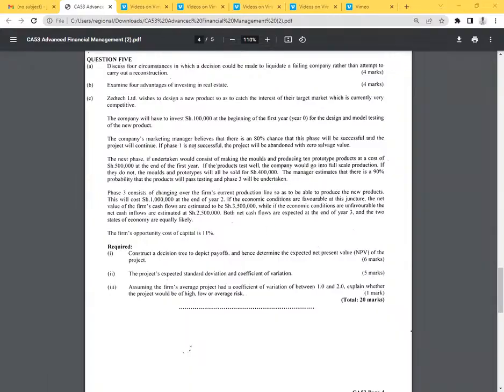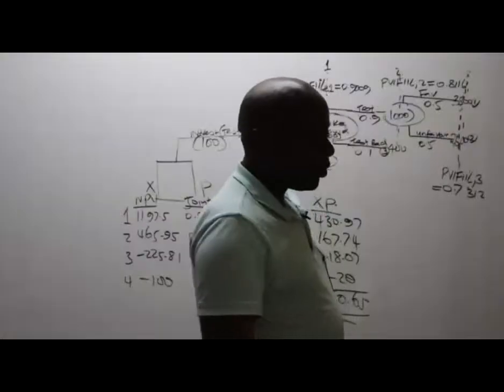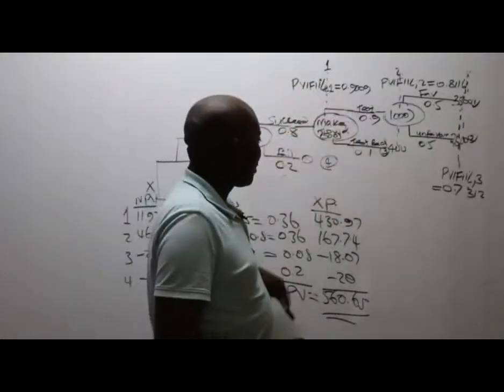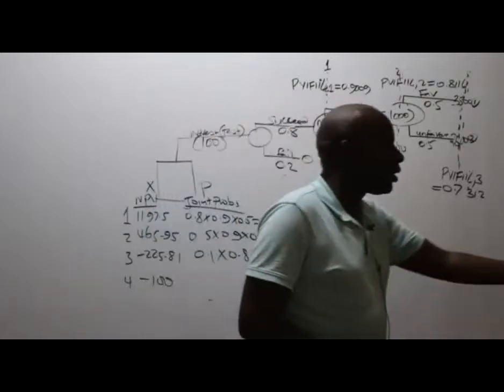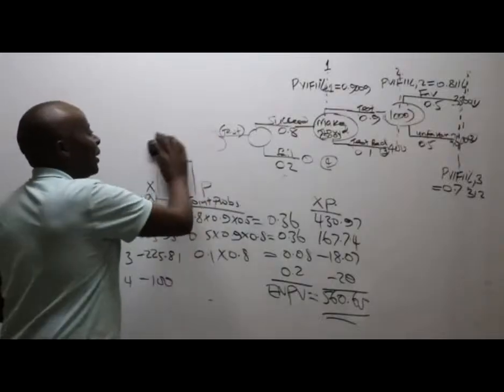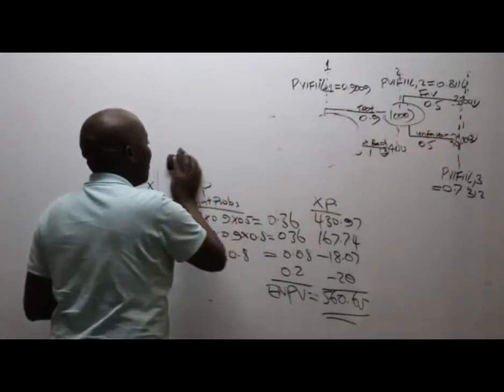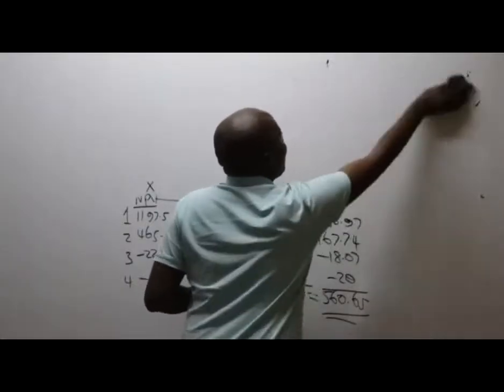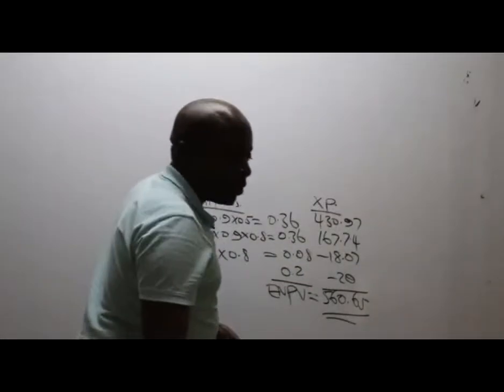We shall overcome. Let's look at number 2. They want us to give them the project's expected standard deviation and the coefficient of variation. Now, those are 5 free marks, but unfortunately, if you don't get this diagram and every other thing correct, even the expected net present value cannot be correct, so the expected standard deviation cannot be correct. But fortunately, my students know the formula.